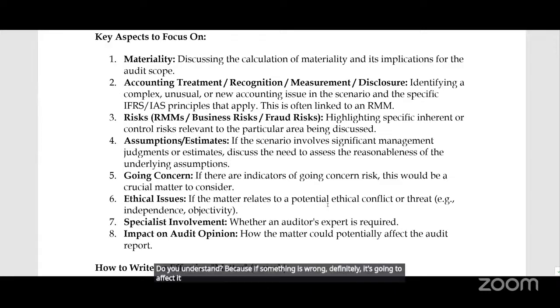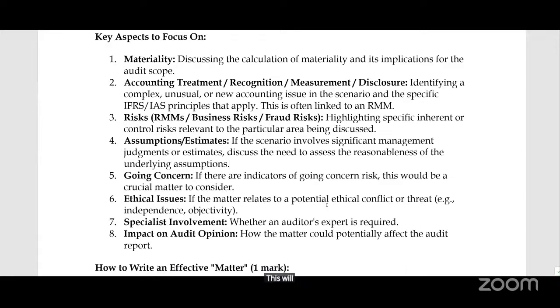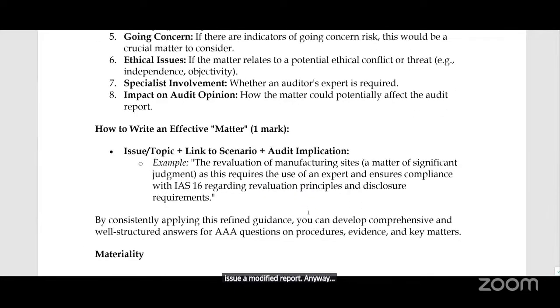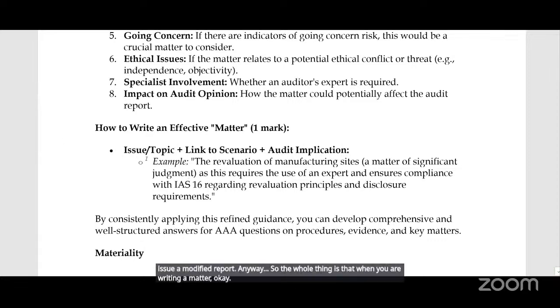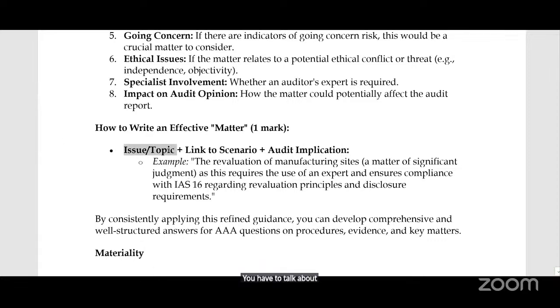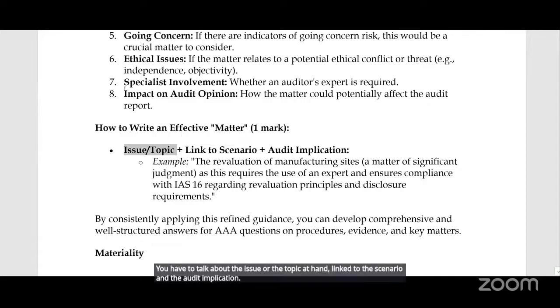Let's say they didn't give me enough information. This will lead to me issuing an except for limitation report. Do you understand? Opinion on the report, which means I have to issue a modified report. Anyway, the whole thing is that when you are writing a matter, for example, you have to talk about the issue or the topic at hand, link it to the scenario and the audit implication. That's the simplest thing, but you have to go through all this.